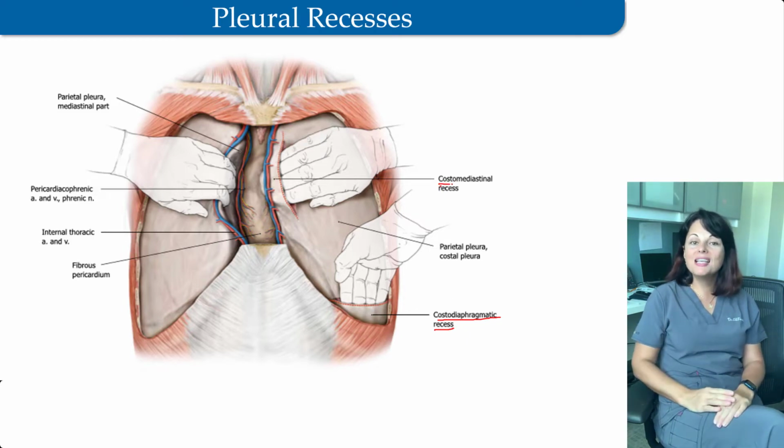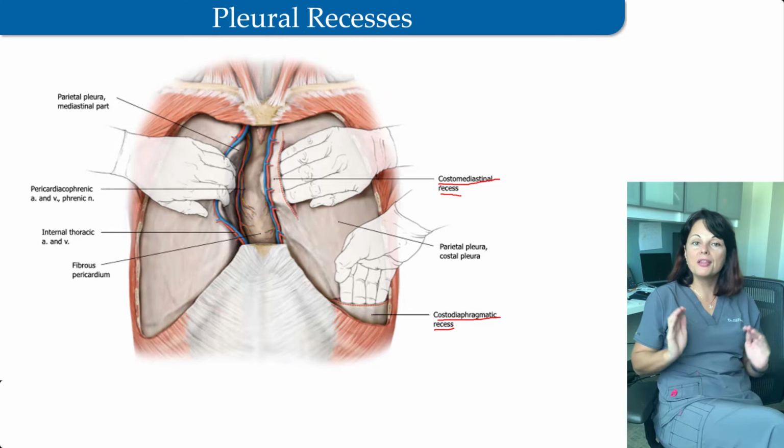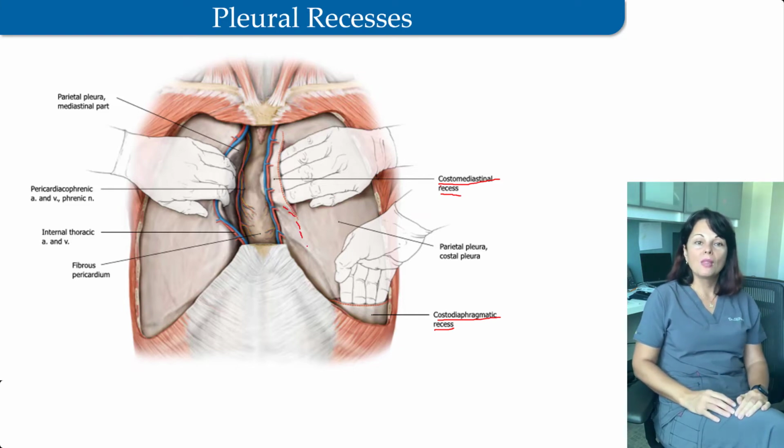The costomediastinal recess is the smallest one, and it is located posterior to the sternum, where the costal pleura contacts with the mediastinal pleura. The left costomediastinal recess is larger, less occupied, because the cardiac notch in the left lung is more pronounced than the corresponding notch in the pleural sac.